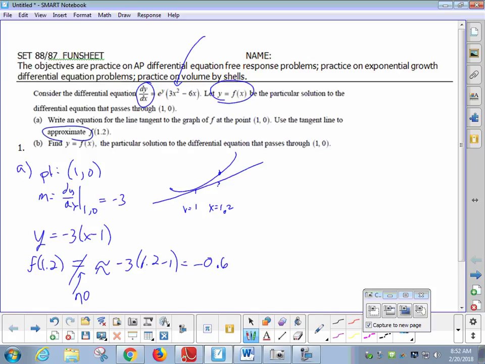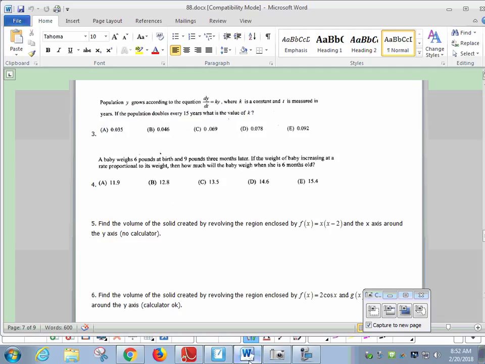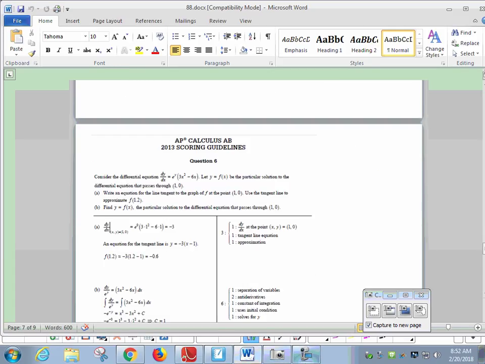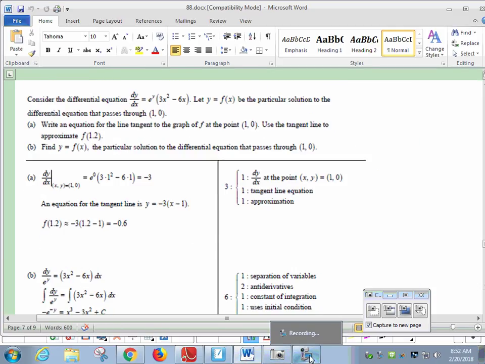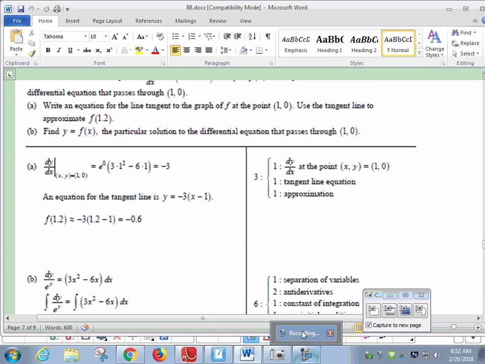Let's grade that part where we're at so far. In terms of grading, did you plug 1, 0 into the derivative to get -3 for the slope? Okay, cool. Did you write a complete equation, y equals -3 times the quantity x minus 1? And last but not least, the approximation: did you say that f of 1.2 is approximately equal to -0.6? Based on those three components, give yourself 0, 1, 2, or 3 out of 3.